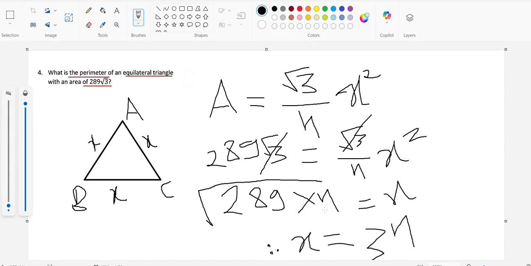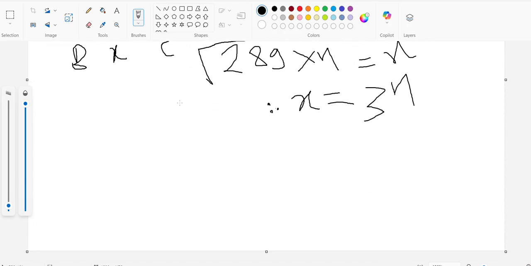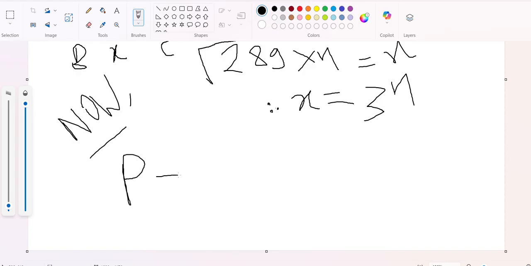So this is not the answer. Our answer would be the perimeter of an equilateral triangle. So after this we'll use the perimeter of an equilateral triangle now. The perimeter of an equilateral triangle equals 3x.